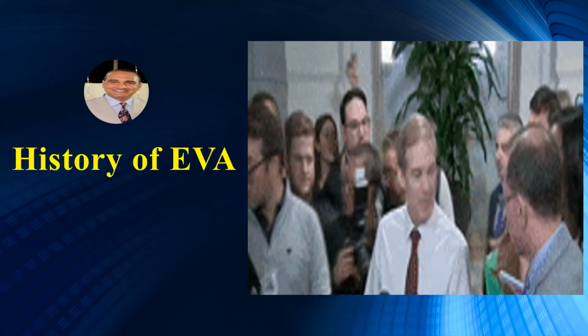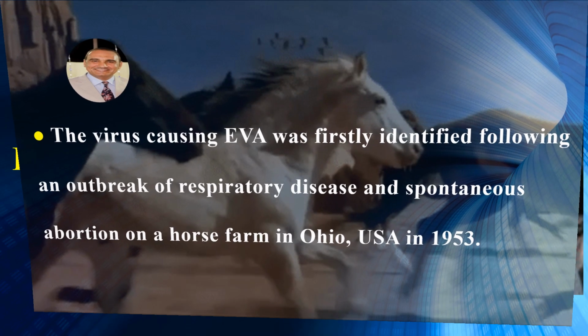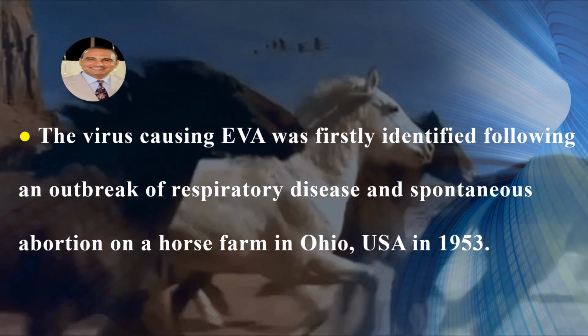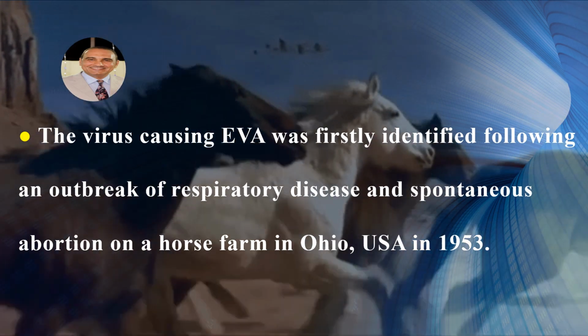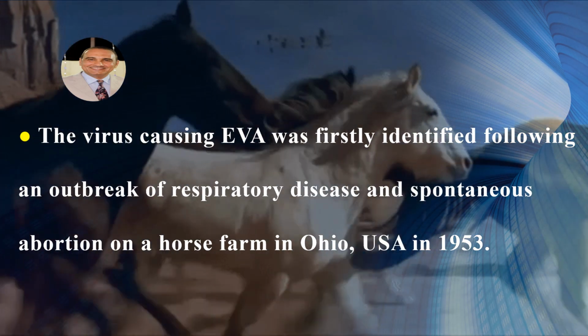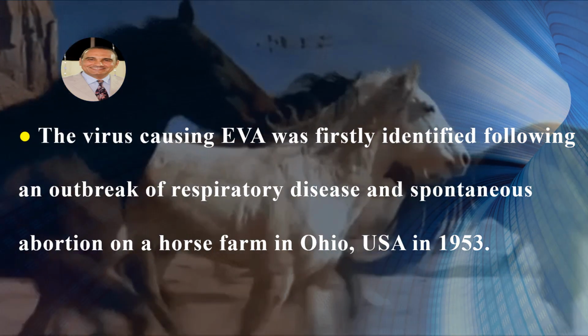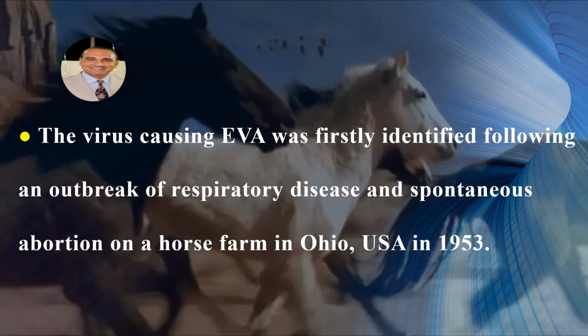History of equine viral arthritis disease. The virus causing equine viral arthritis was first identified following an outbreak of respiratory disease and spontaneous abortion in a horse farm in Ohio, United States of America in 1953.